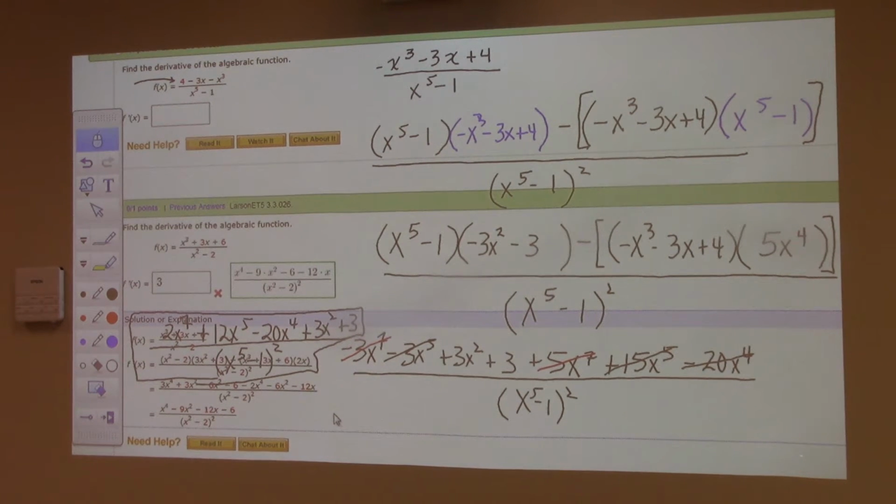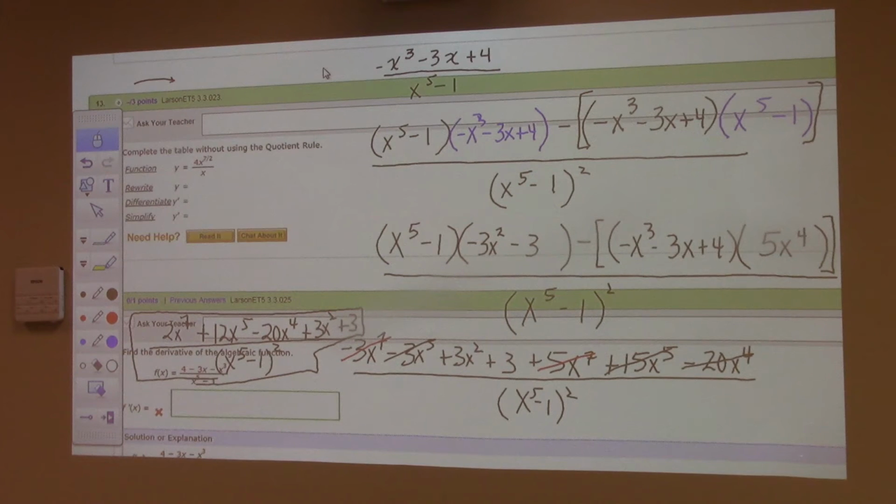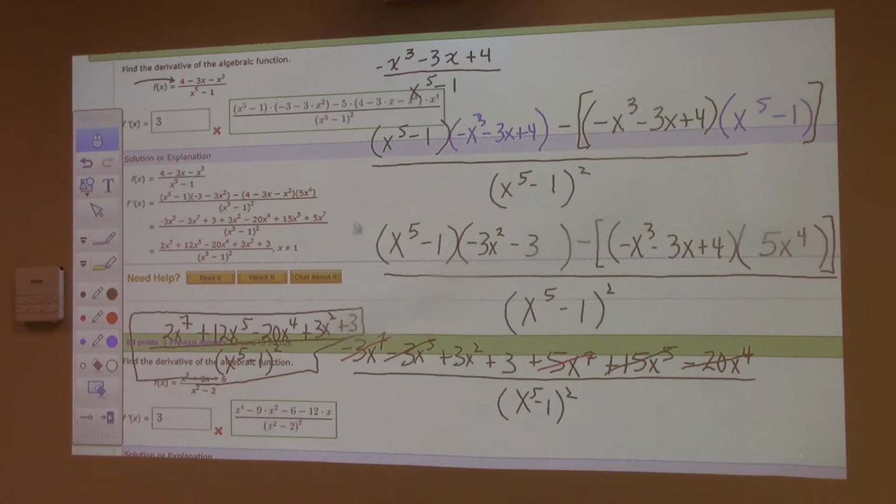It's the one above that. Yeah, you did the wrong one. Huh? The one above is the one we did. Okay. At least we know the answer to the next one. Okay, where is it? 2x to the 7th plus 12x to the 5th minus 20x to the 4th plus 3x squared plus 3. That's not the one you just did. It's the exact same answer. That's the exact answer right here.